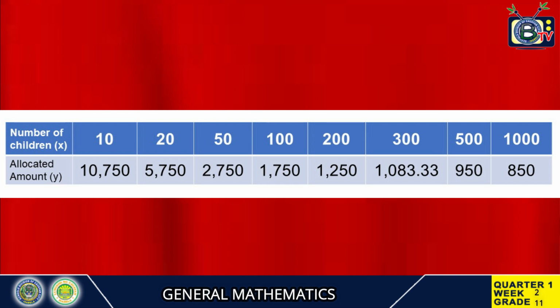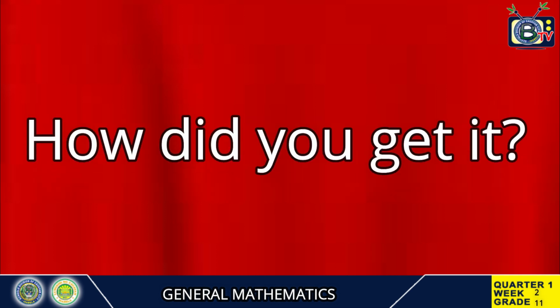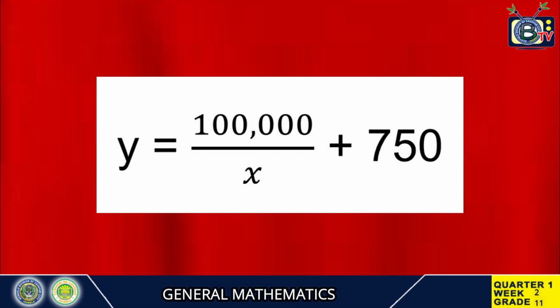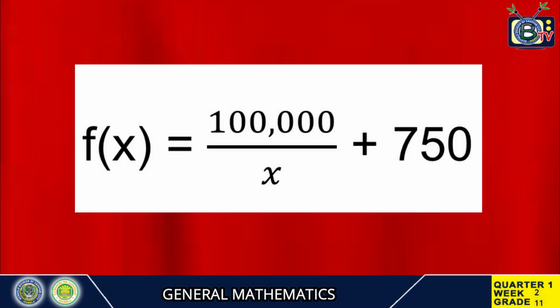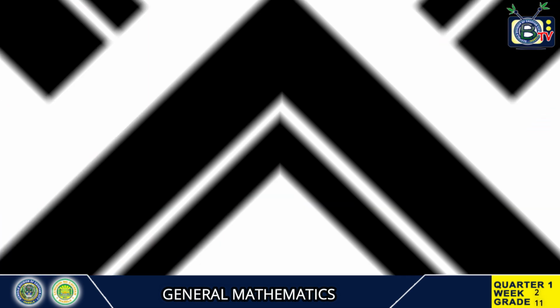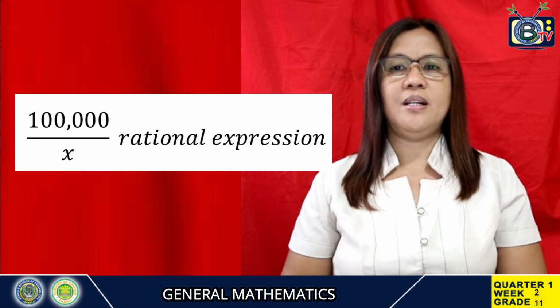For 500 children, the amount will be 950 pesos. And for 1,000 children, the allotted amount for each child will be 850 pesos. How did you get it? Excellent! You add 750 to y is equal to 100,000 over x, or f of x is equal to 100,000 over x plus 750. My dear grade 11 students, 100,000 over x is a rational expression.